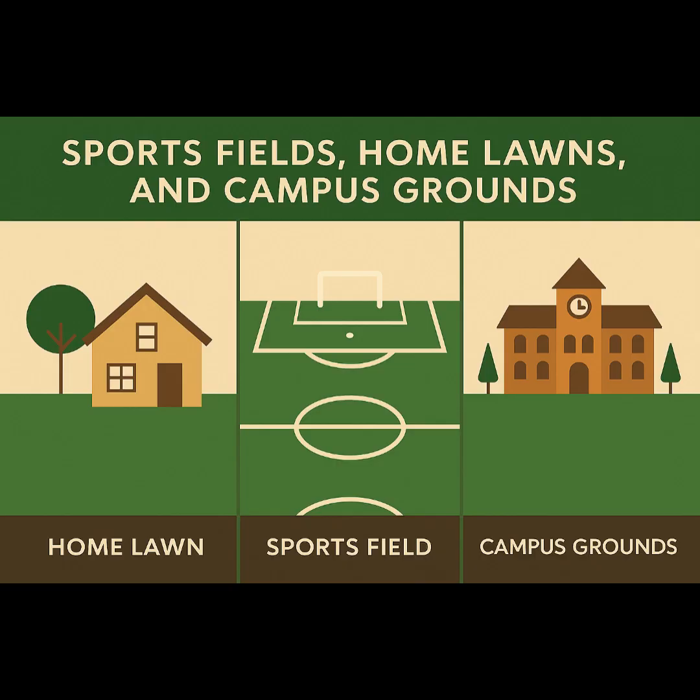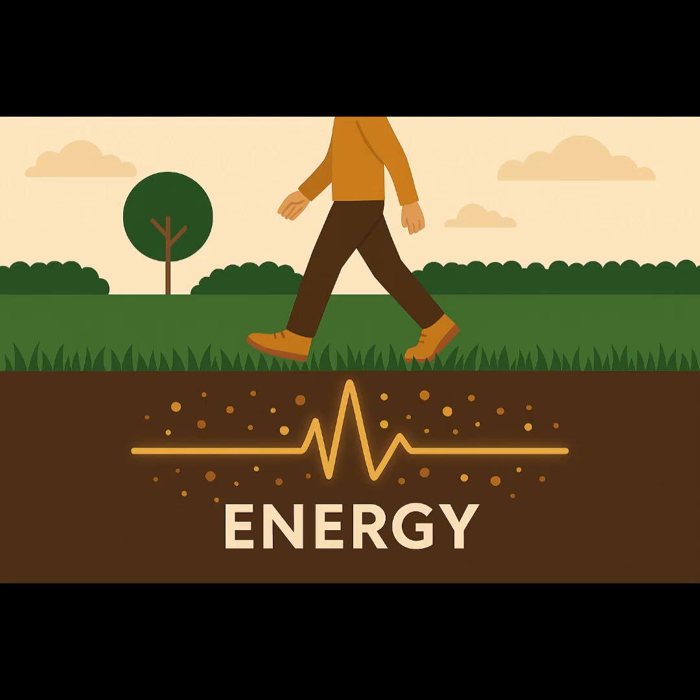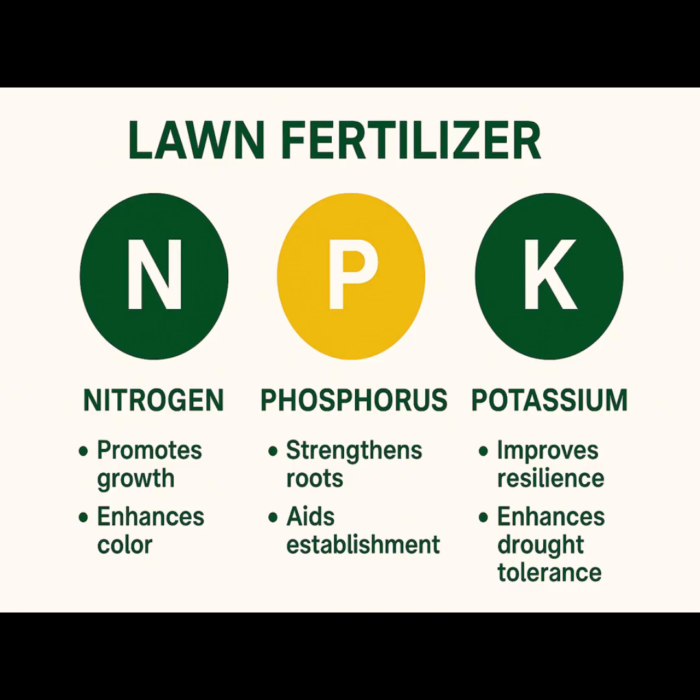So next time you're out walking your turf, remember, there's an invisible energy battle going on beneath your feet. And knowing how to manage it is key to keeping your grass healthy, resilient, and ready for whatever the season throws at it. Now that we've covered how turf uses energy, let's talk about how we feed it. Starting with the big three, nitrogen, phosphorus, and potassium.